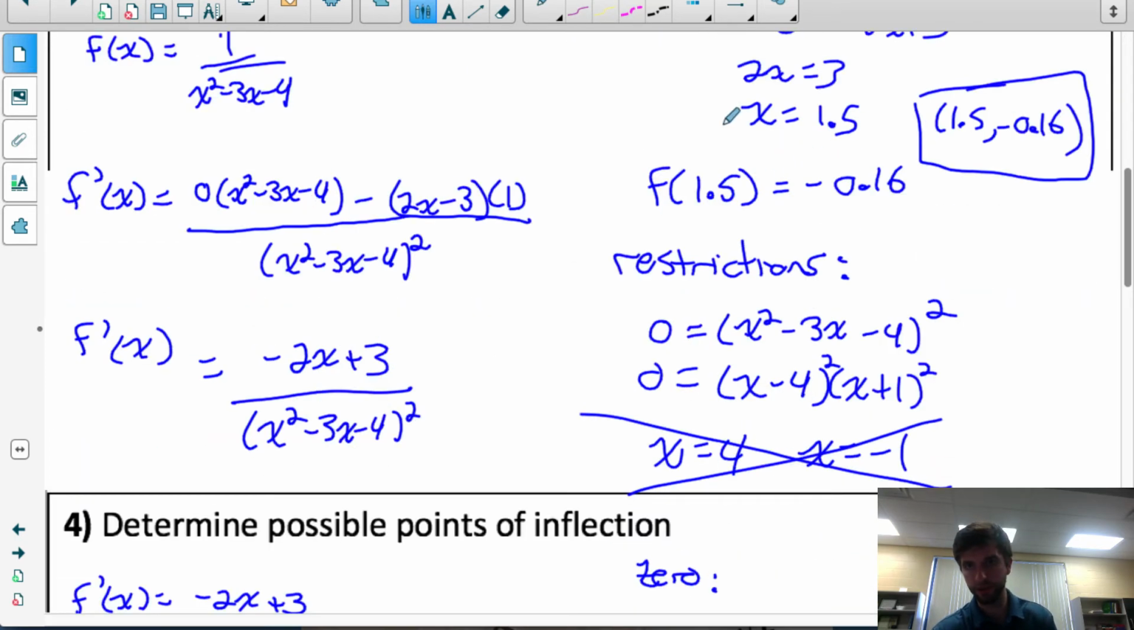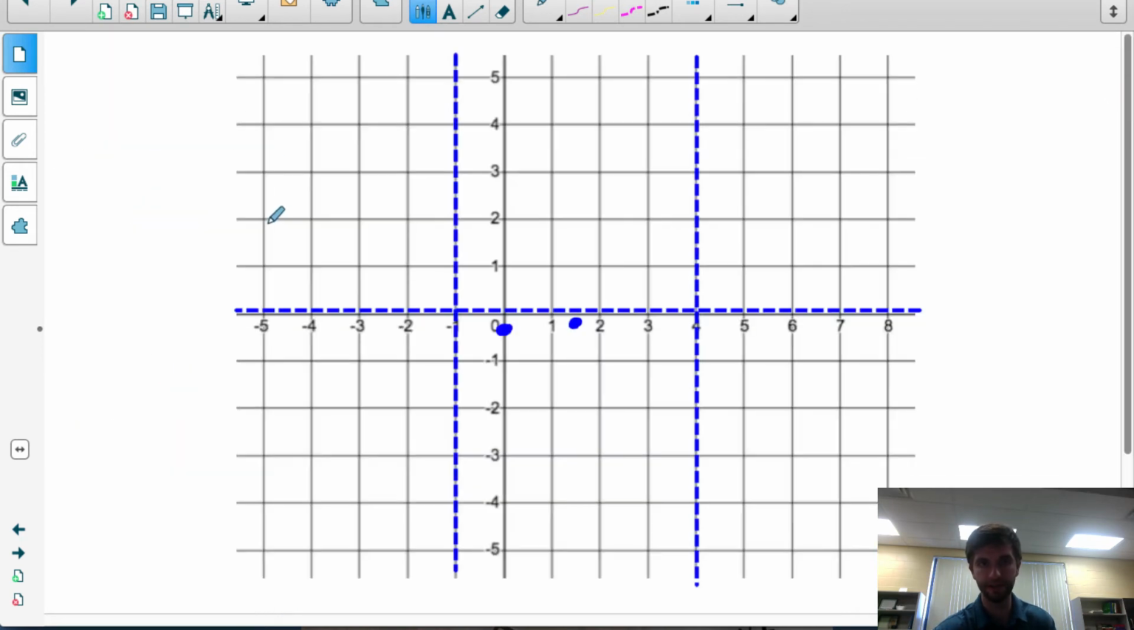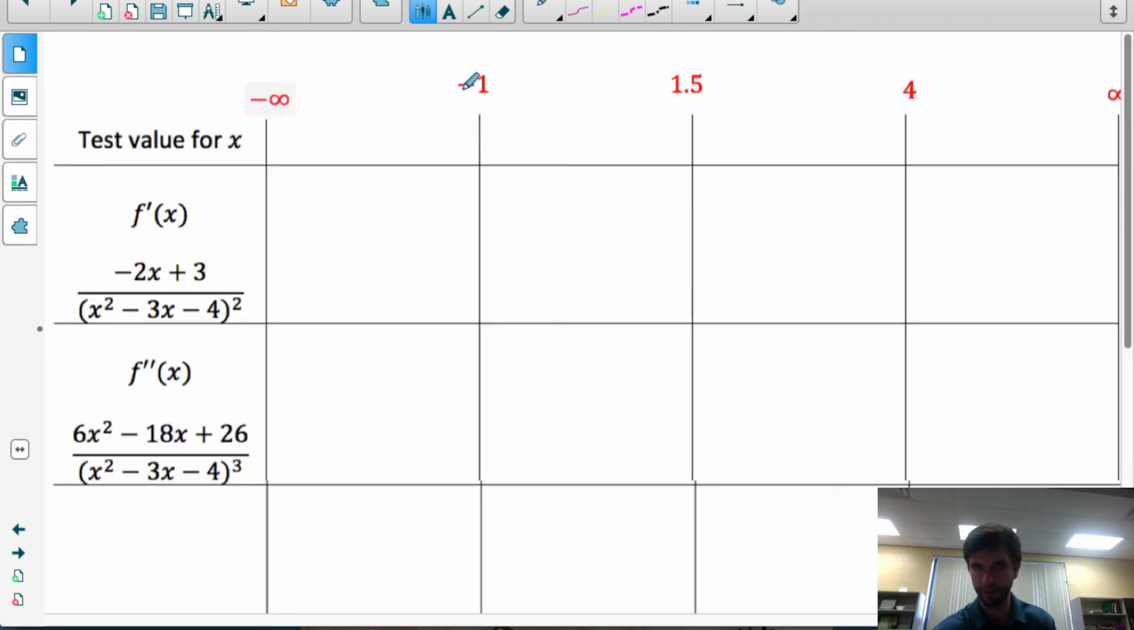So we're going to include in our table vertical asymptote and critical number. And if we had a possible point of inflection, we would include that too, but we don't have any. So we're going to include 1.5, -1, and 4 in our table, making sure that they're in ascending order. So -1, 1.5, 4.